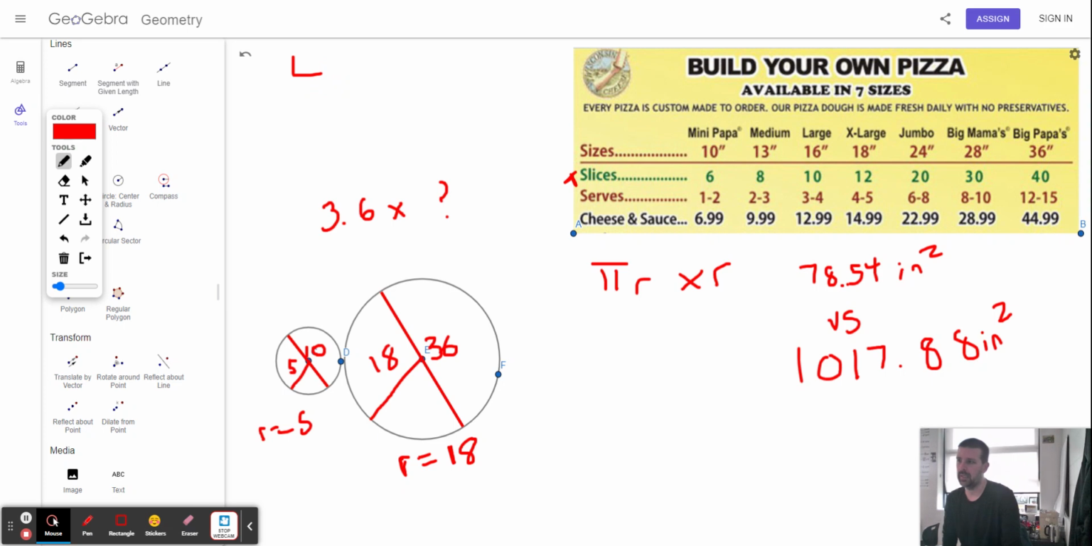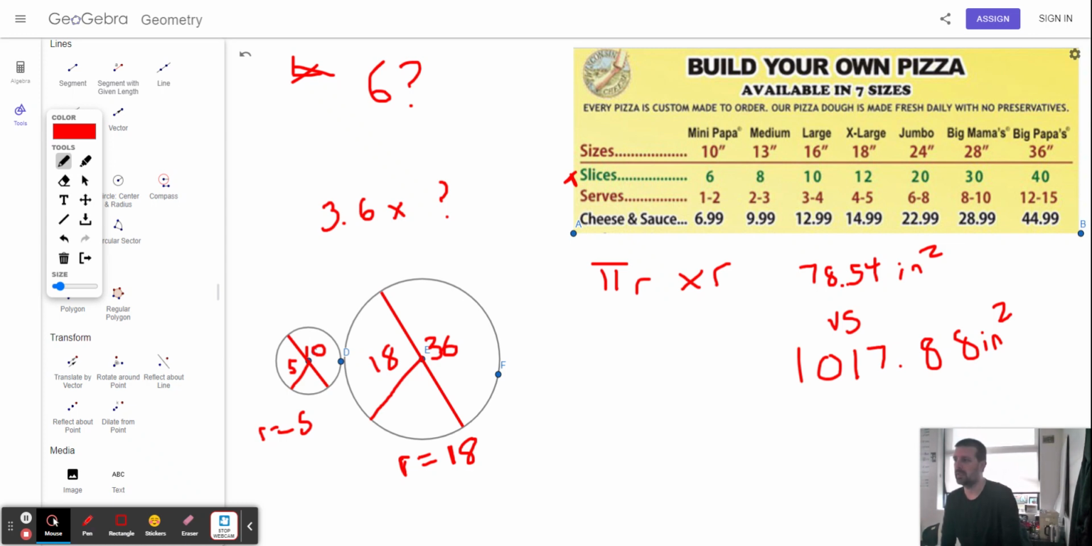No, let's do... Is it better to get... Well, it's $6.99, so it's like $7. 7, 14, 28. Let's say, is it better to get 6? Okay. Is it better to get 6 mini papas or 1 big papa?